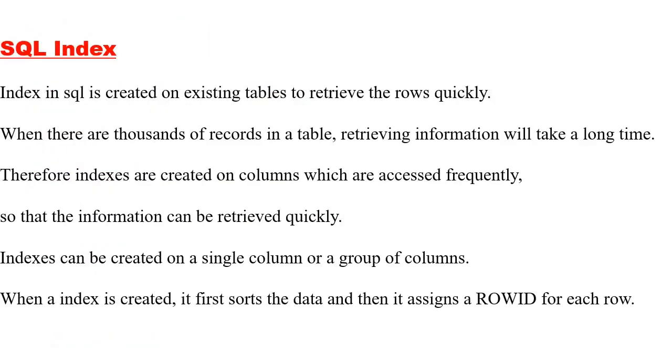Second, we move on to SQL index. An index in SQL is created on an existing table to retrieve the rows quickly. When there are thousands of records in a table, retrieving information will take a long time. Therefore, indexes are created on columns which are accessed frequently so that the information can be retrieved quickly. An index can be created on single columns or a group of columns. When an index is created, it automatically assigns a row ID for each row.